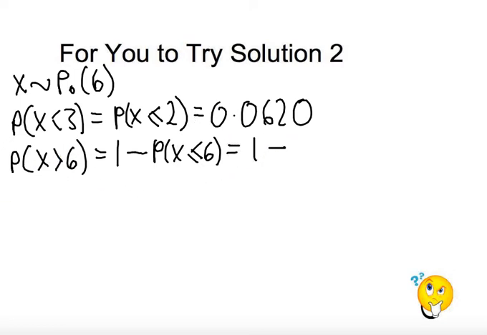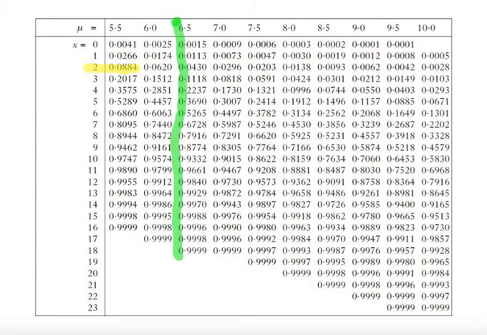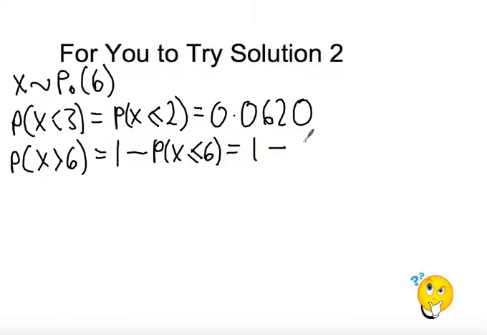So 1 minus, again, let's go to the tables and get a reading for this. So probability x less than or equal to 6, we can see here is 0.6063. So 1 minus 0.6063. Just type this into our calculator carefully and get ourselves an answer of 0.3937.